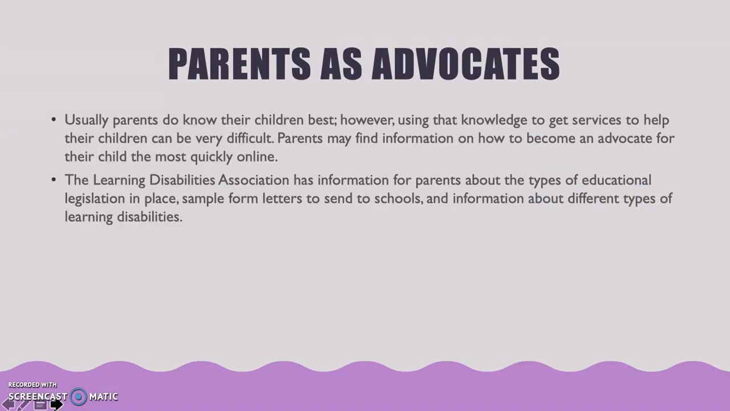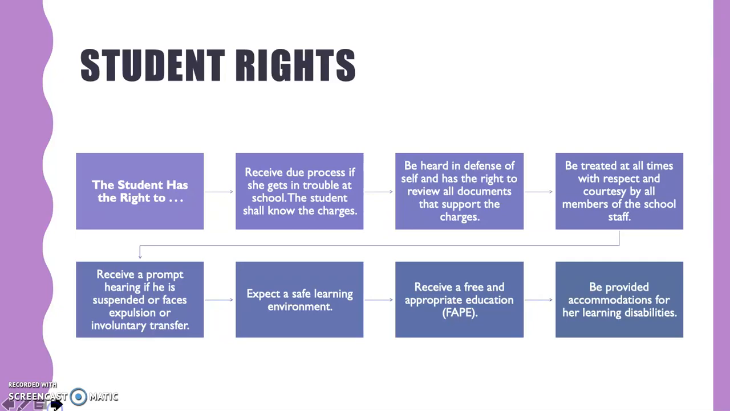Parents as advocates. Usually parents do know their children the best. However, using that knowledge to get services to help with their children may be very difficult. Parents find information on how to become an advocate for the child most quickly online. The Learning Disabilities Association has information for parents about types of education legislation in place, sample form letters to send to schools, and information about different types of learning disabilities.